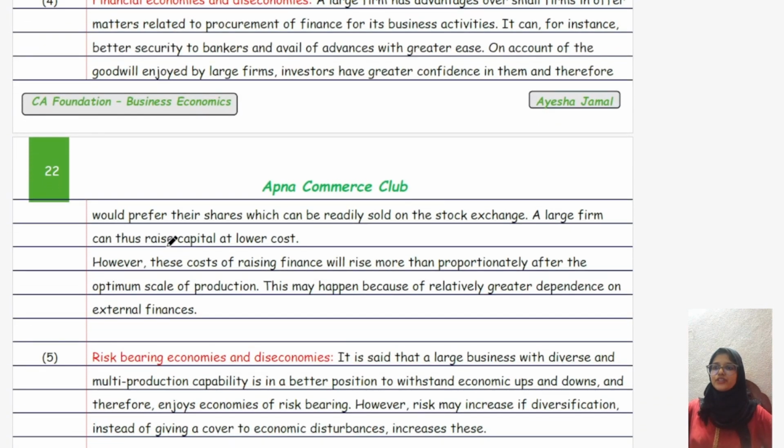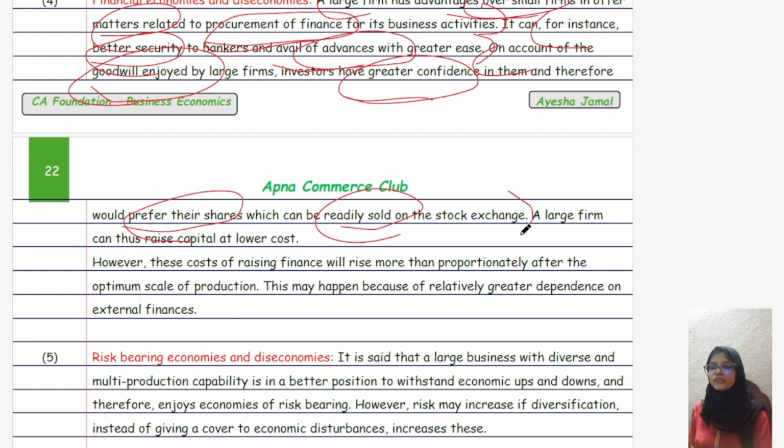Next, we have financial economics and diseconomics. A large firm has an advantage over small firms in matters related to procurement of finance for its business activities. Because a large firm has large benefit, banks will give them loans easily when compared to the smaller firms. For instance, better security to bankers enables advances with greater risk. Because we can provide better security to the bank, banks can rely on us very easily. On account of the goodwill enjoyed by the large firm, we are a large firm, we have good goodwill. Investors have greater confidence in them and therefore would prefer their shares, which can readily be sold on the stock exchange.